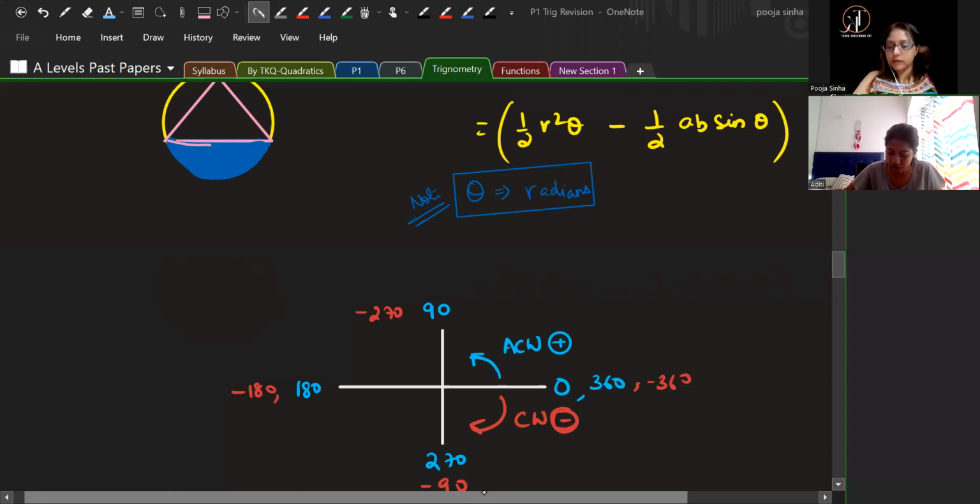Area of a sector is 21.2 centimeters squared. Can you give me the answer in terms of pi also? In terms of pi it will be 27 by 4 pi. 27 by 4 pi. Okay.